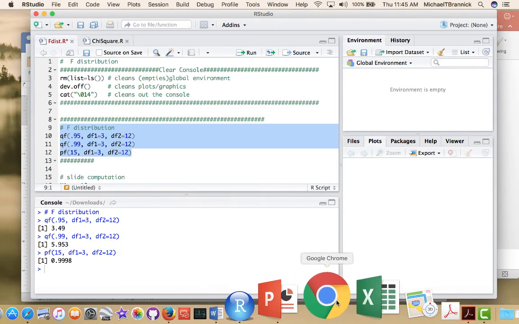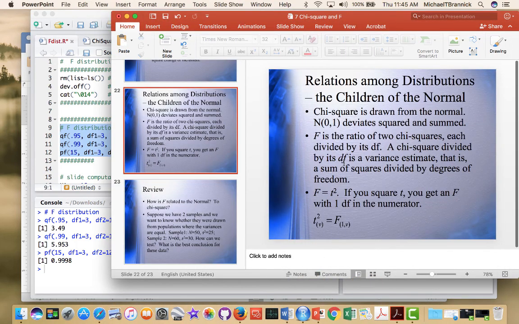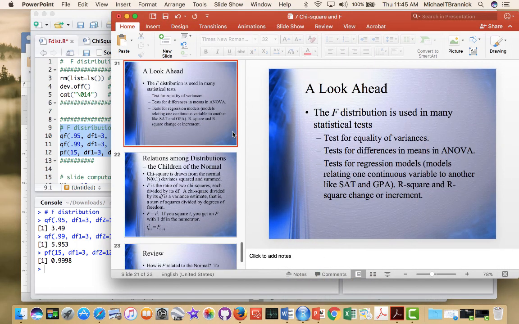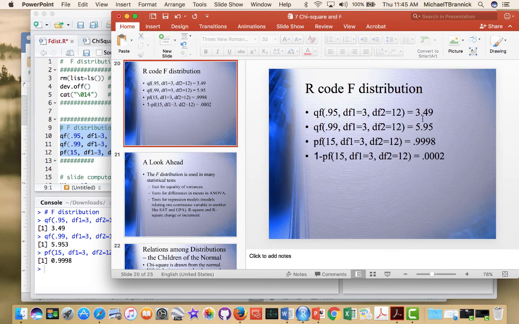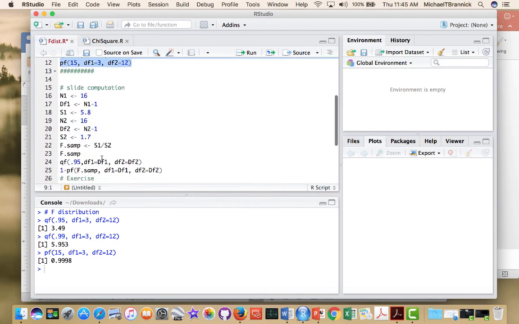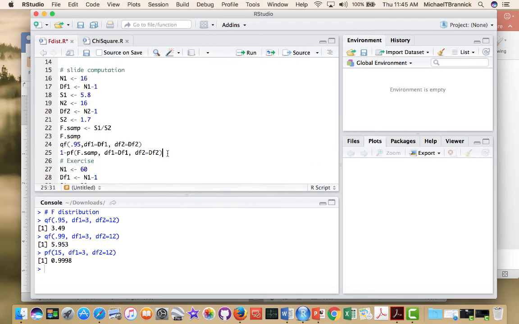Let's go backwards a little bit. All right, so 3.49, 5.95. With a value of 15 with 3 and 12, I get .0002. And there's .9998, which is there. And if I subtract that from 1, I get .0002. All right, so the next slide, computation. Let's run that.